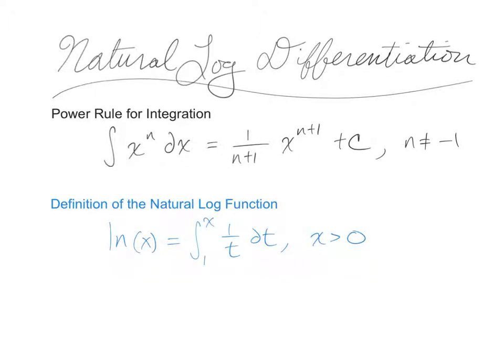This is the definition of the natural log function. That is, the natural log of x equals the definite integral from 1 to x of 1 over t dt as long as x is bigger than 0. And this makes sense because when you are looking at the graph of this integrand, 1 over t, the graph of that looks something like this. And there's a second branch over here.